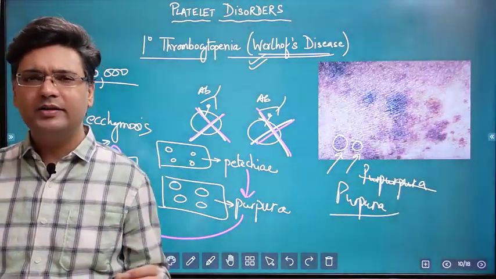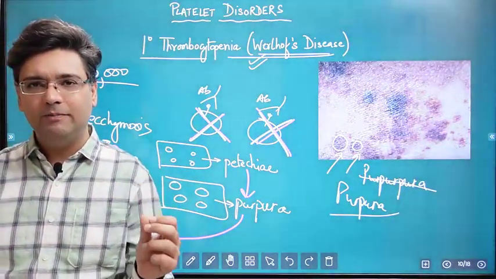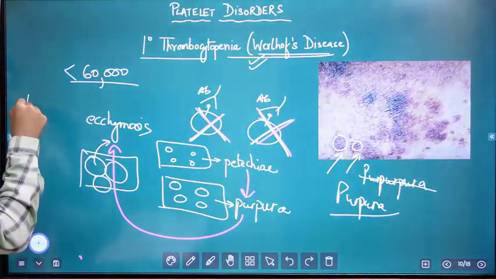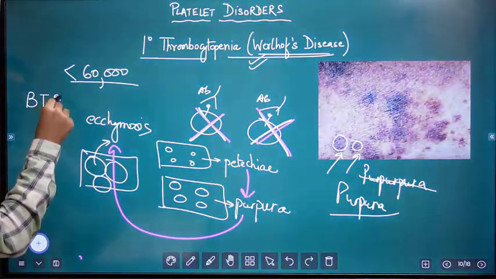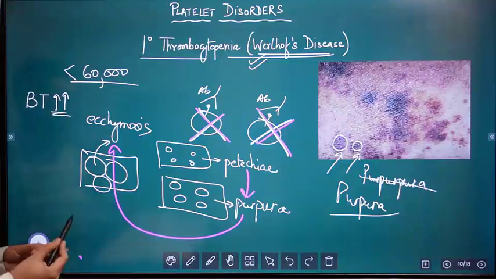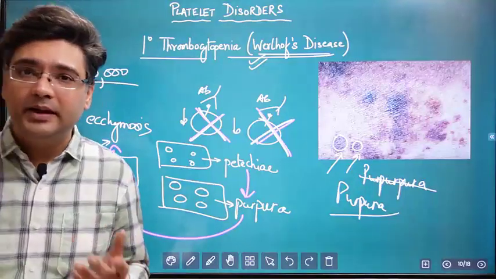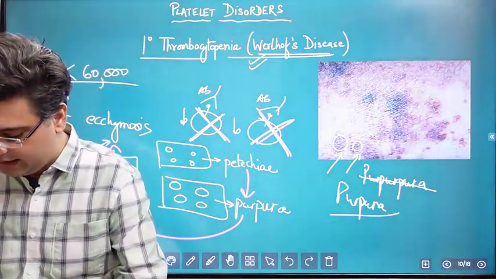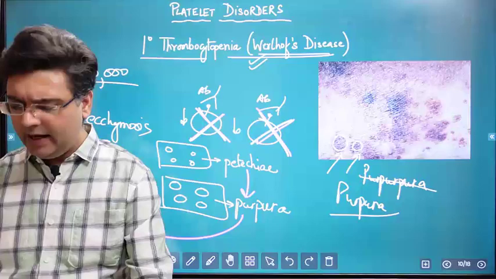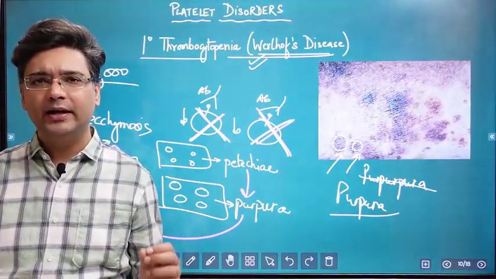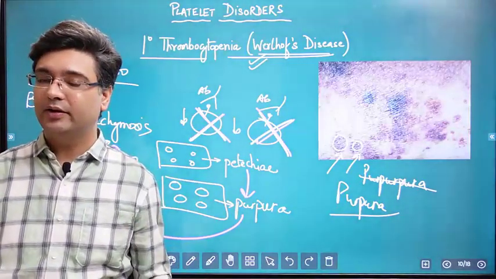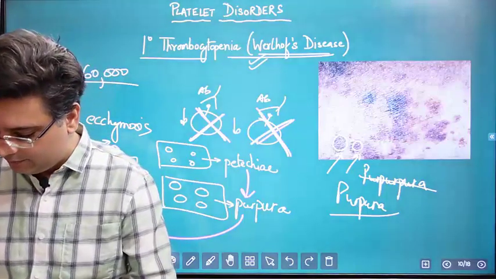What is the time which signifies the amount of platelets? It is the bleeding time. Here we find that the bleeding time generally goes up because your platelets are going down, being destroyed by your own body itself. You will also find the tourniquet test positive here, which signifies capillary fragility.